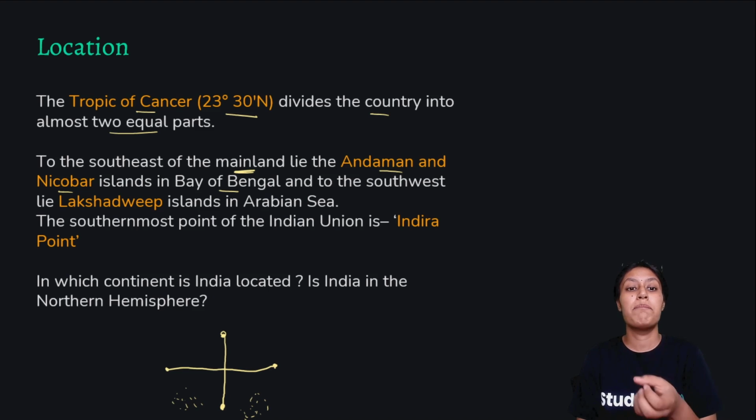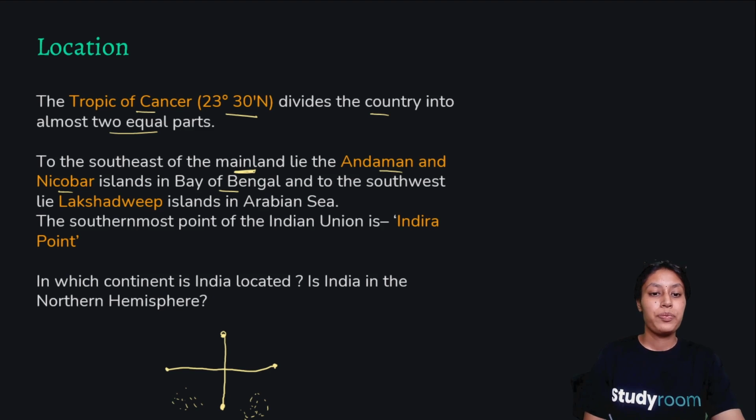Okay, so what is mainland? Basically, mainland means a part of the country. So we have Andaman and Nicobar, and we have Lakshadweep as part of our country. Maybe they're not attached to the boundary of the country, but they're still part of our country. And Lakshadweep is in the Arabian Sea.